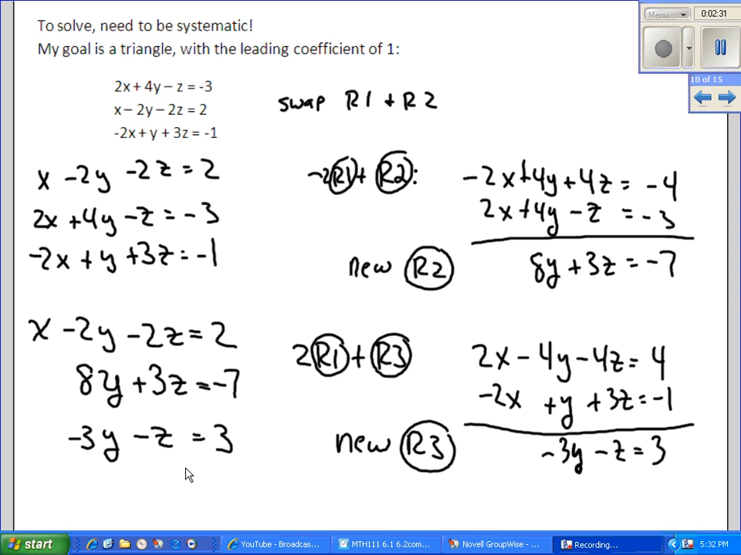And so when I rewrite the system here, I still have my equation 1, my new equation 2, and my new equation 3. I'm kind of working towards this triangle. My next goal is going to be to try to eliminate this y here so that I've got an equation with 3 variables, an equation with 2 variables, and an equation with only 1 variable. That's my goal. How I get there, I have to be creative.